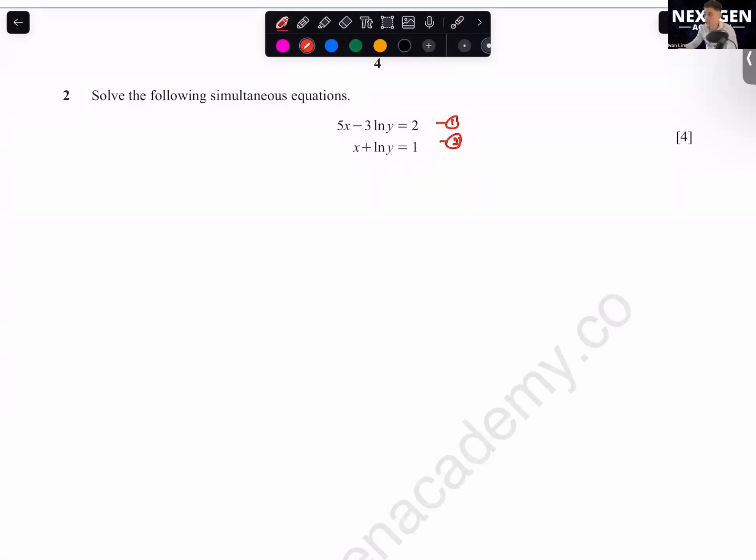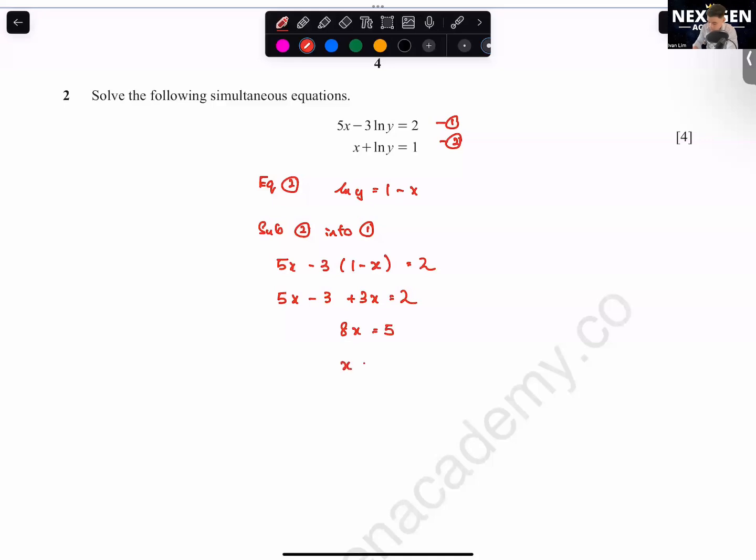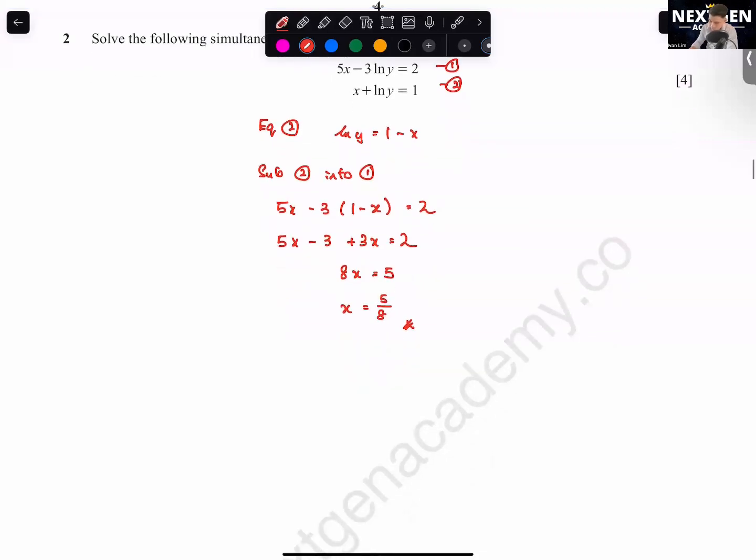We'll call this equation 1, equation 2. All we need to do is a simultaneous equation. I am going to take from equation 2 and rearrange it first: ln y equals 1 minus x. I want to get rid of the ln y in the first equation. I think this one is pretty easy. So you substitute equation 2 into equation 1. You get 5x minus 3(1 minus x) equals 2. 5x minus 3 plus 3x equals 2. Rearrange it: 8x equals 5. x equals 5 over 8.